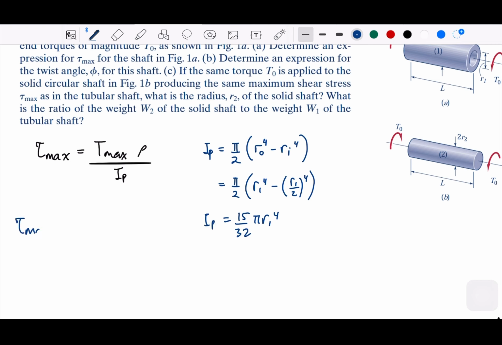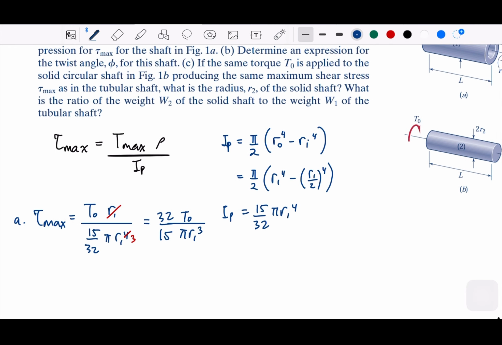So the tau max is, T max is the T0 from the given information. The radius is R1, divided by 15 over 32 pi R1 with power of 4. So we can cancel this out. This will be 32 over 15 T0 over pi R1 cubed. Okay, that's the first question. So that's for A.